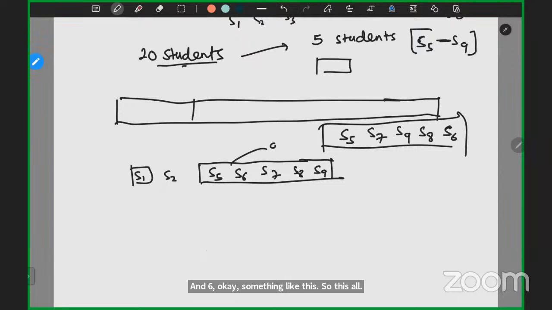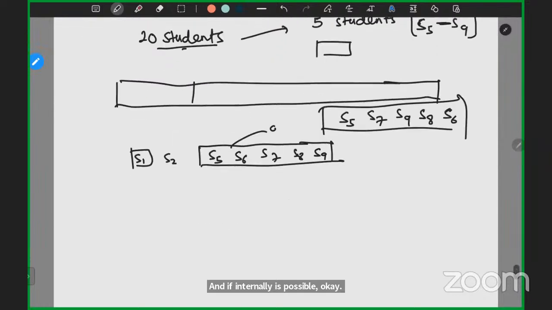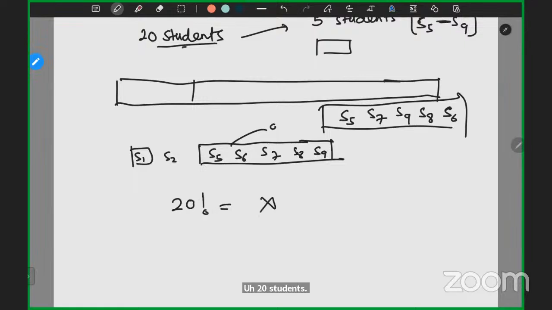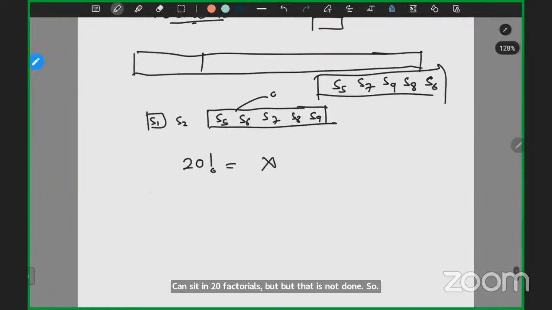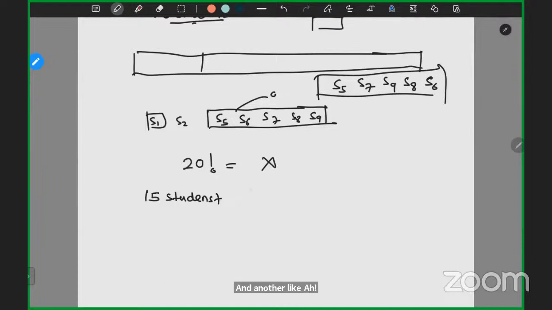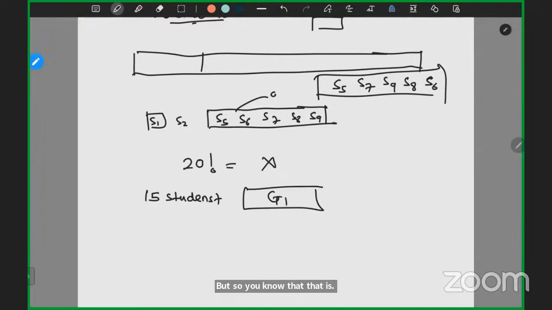So how many ways can these 20 students sit? We know that 20 students can sit in 20 factorial ways, but that is not the answer. Because how many groups do we have? We have 15 students, and another group of 5 students, which I'll call G1. This G1 contains 5 students internally.